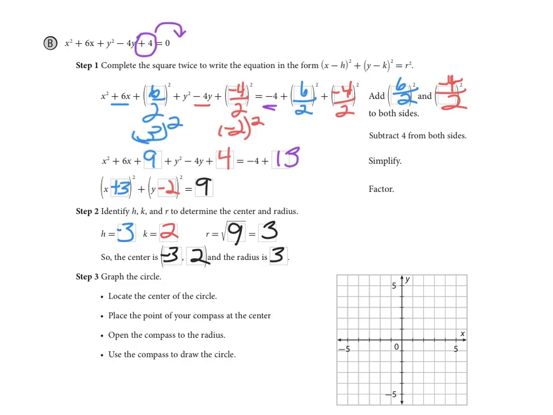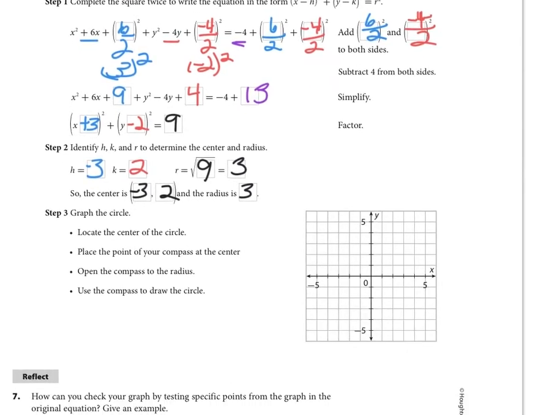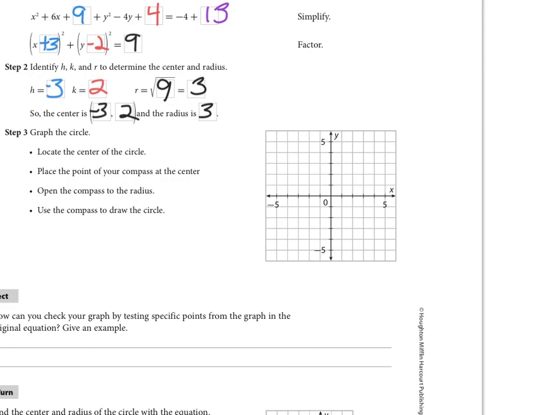And as we graph it, we can plot the center to begin with. -3, 2 is right here. And we want to go north, south, east, and west the radius distance, there, and there, and then we're going to sketch the circle with that framework. Oops, went a little bit too far east there, but you guys get the idea.